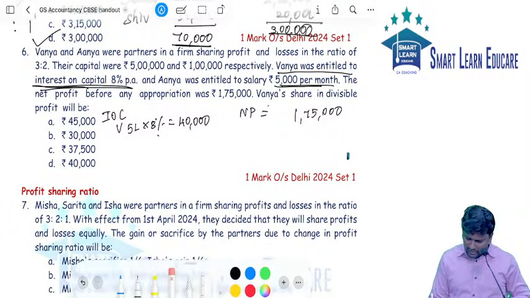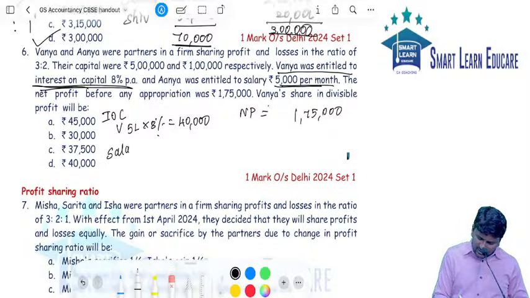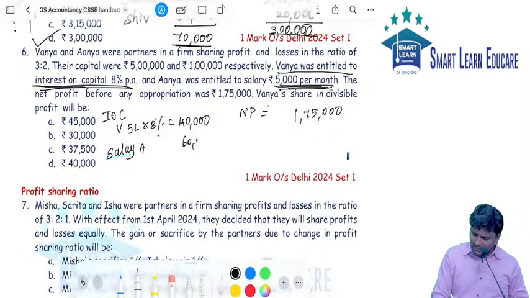How much is interest on capital for V? It is 40,000. It means out of the net profit of 1,75,000, interest on capital will go for 40,000. And also we need to pay salary. Tell me, salary for which partner? A. What is the salary given? 5,000 per month. For a year, 5,000 into 12 will give you 60,000.